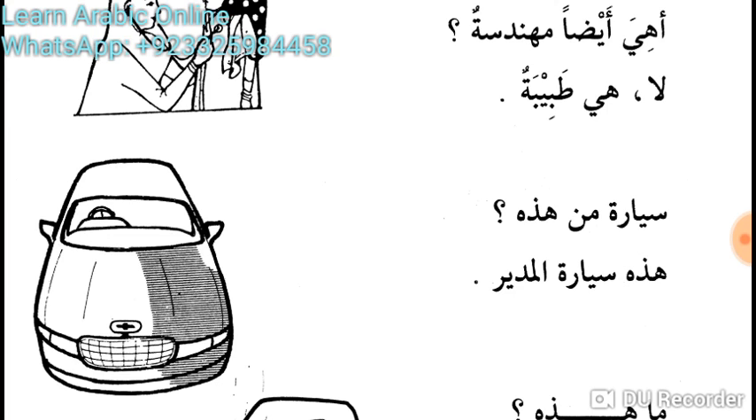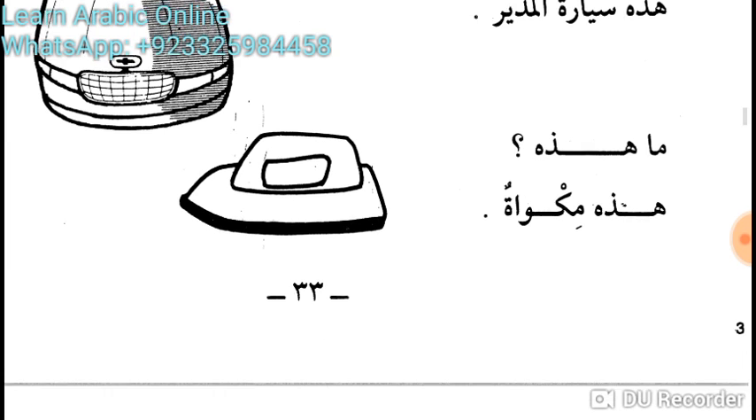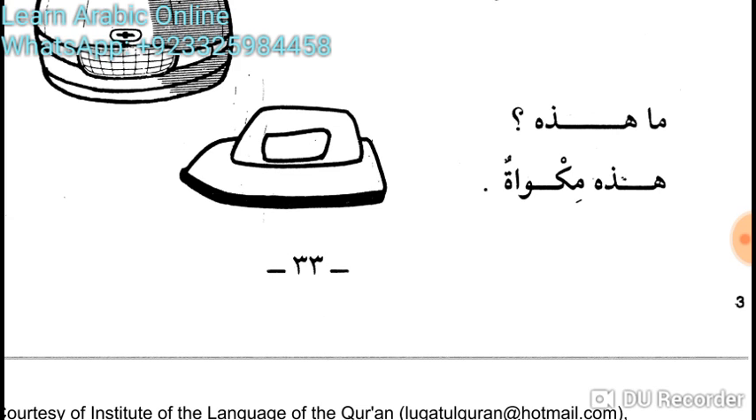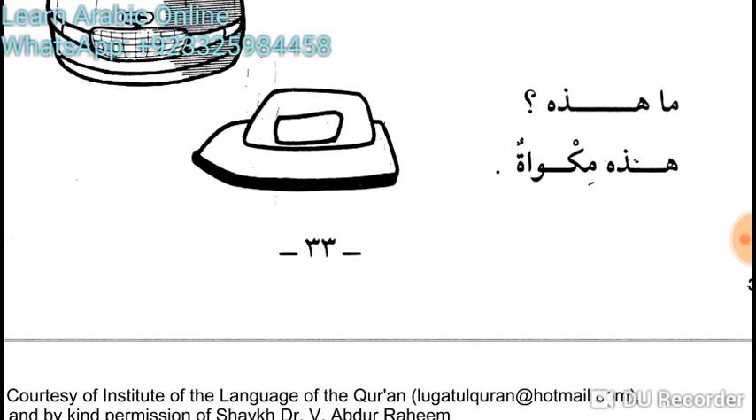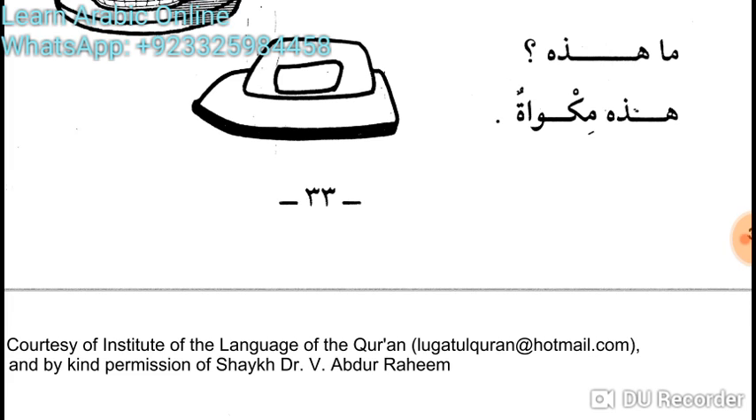Sayaratu. Sayaratu min hadhihi? Man hadhihi? Whose car is this? Hadhihi sayaratu mudiri. This is the headmaster's car. Good. Man hadhihi? What is this? Hadhihi mikwatun. Good. This is an iron.